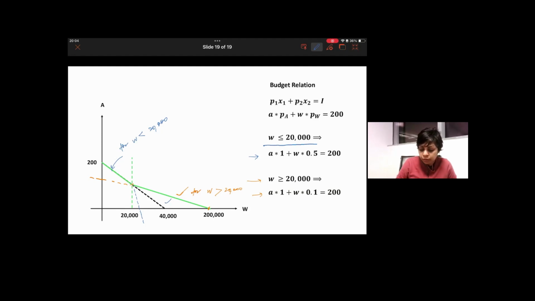So you understood what I'm saying? So if this price, instead of 0.1, was say 0.8 after 20,000, then the curve would be something like this, right? The curve would not be this green line, but it would be this blue line, right? Let me write it here.